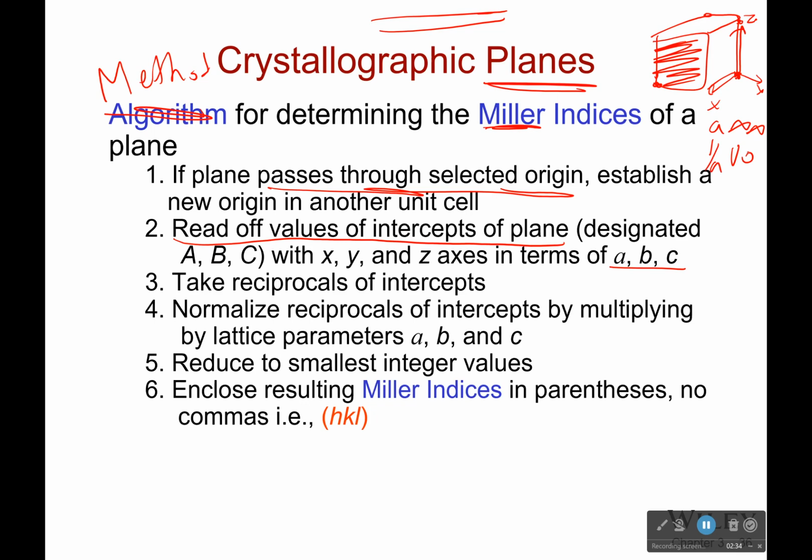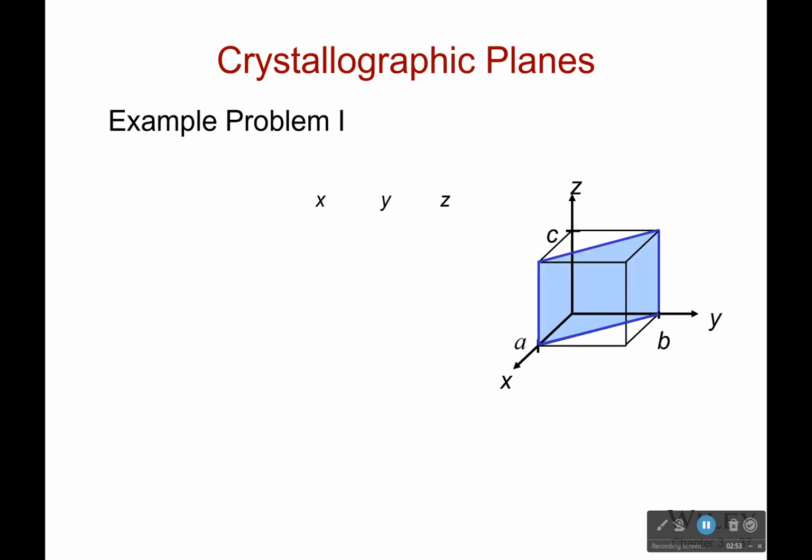And like last time, we multiplied by our lattice parameters, so the length of each side. So I get 1, 0, 0 for this plane. And then the last thing will be I'd enclose it in parentheses with no commas. So that's my method. So let's try an example problem here.